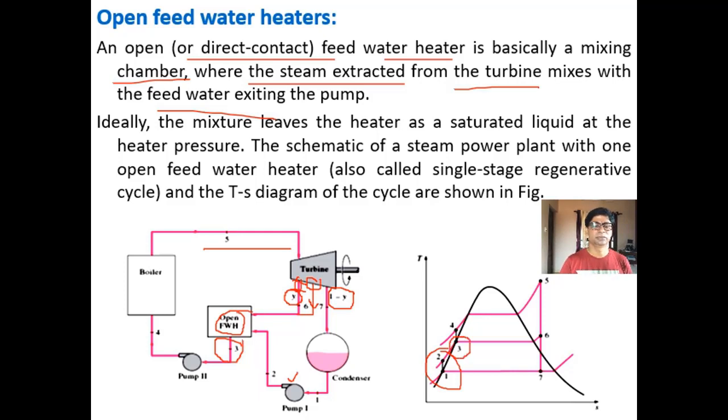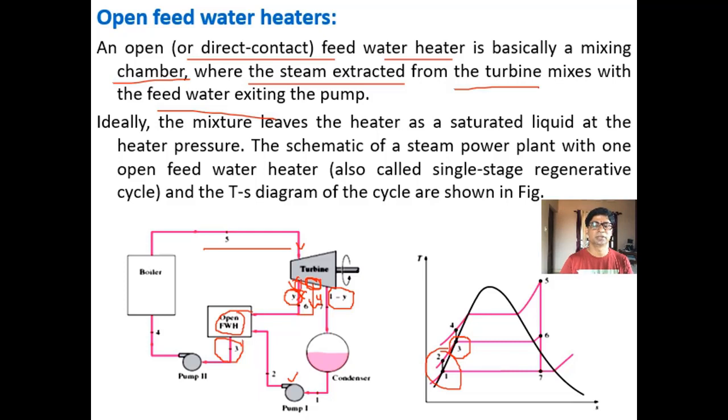You see here the steam is bled. As I told you earlier, don't draw this line straight, because these two lines should not be straight. Somewhere here you have to mark the extraction line, and you have to mark it as Y. That is state 6, and it is entering the open feed water heater.